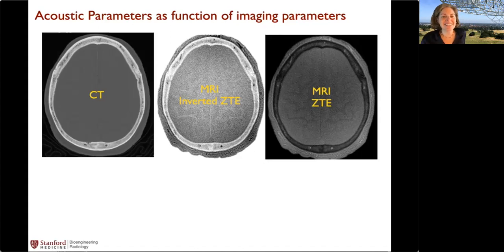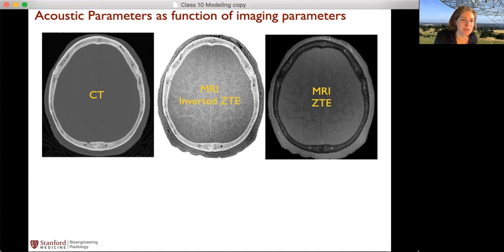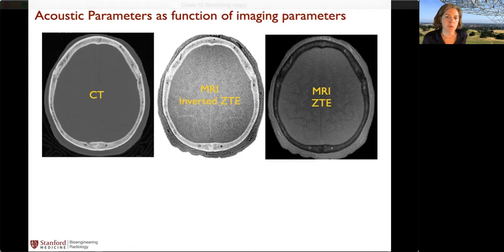So here's a nice example where we have a CT picture of a skull over here, and these are human skulls in vivo. This is an alive person. And then we have two MRI pictures. The one on the right is the most similar to conventional MRI. In conventional MRI, we're looking at the water protons, and the skull has fewer of them than soft tissue. And so the skull looks dark on conventional MRI.